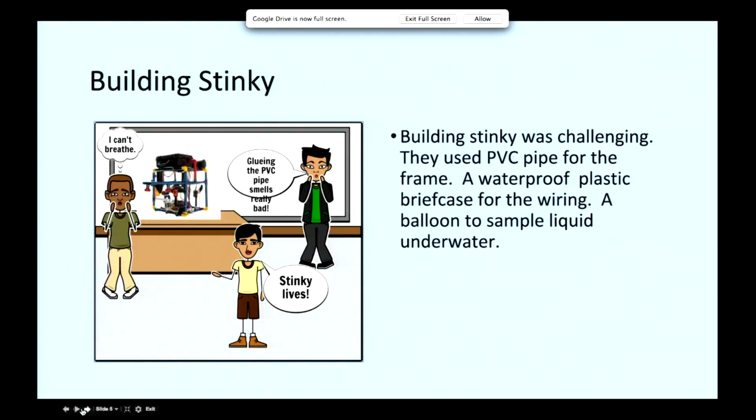Building Stinky was challenging. They used PVC pipe for the frame and a waterproof plastic briefcase for the wiring. Then they used a balloon to sample liquid underwater. So this was all done with PVC pipe, which is basically plastic. You have to use a glue to hold the pieces together, and the glue was really, really stinky, which is where the robot derived its name.